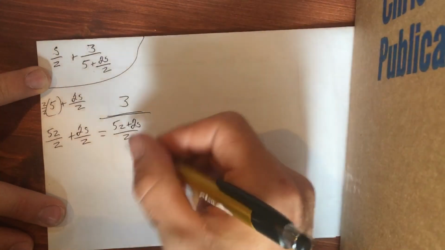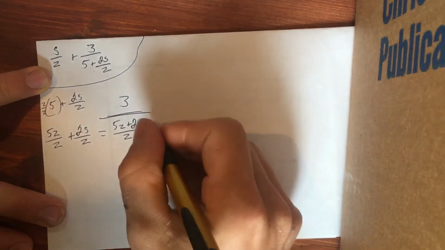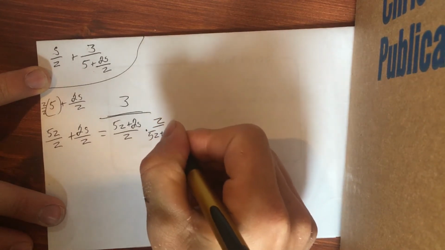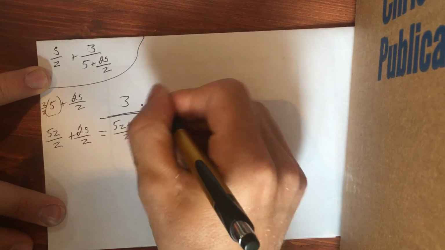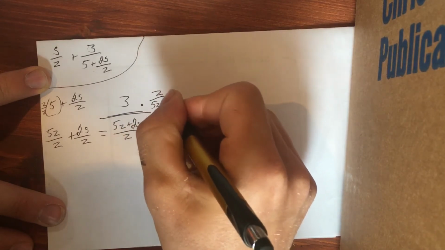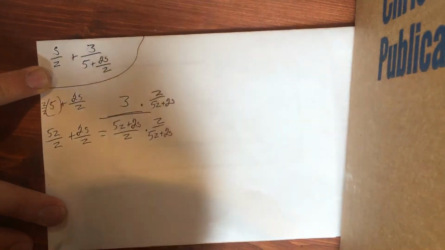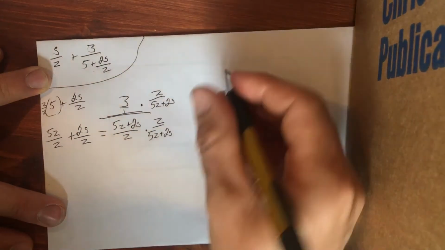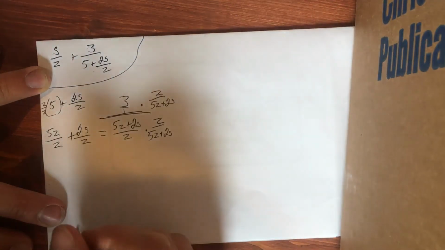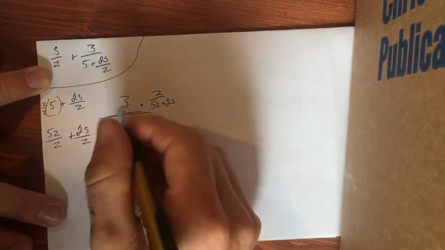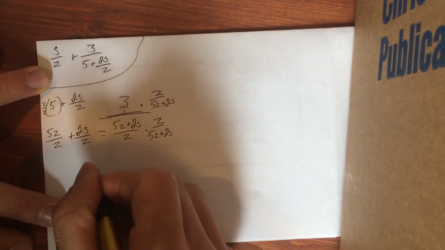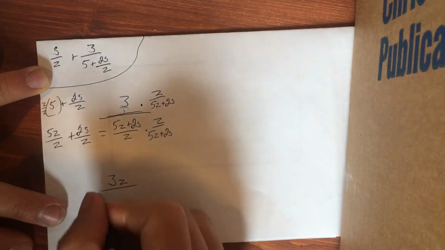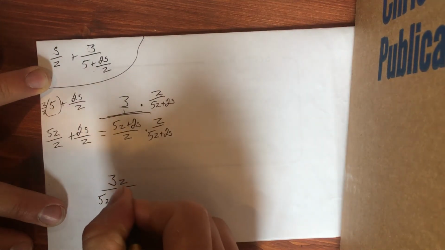Okay, now let's invert this guy so we can get 1 on the bottom, so times z over 5z plus 2s. Remember, this 3 is kind of 3 over 1 if we want to make it that way. So we end up with, finally, I'm going to copy it down here. 3 times z is 3z over 5z plus 2s.